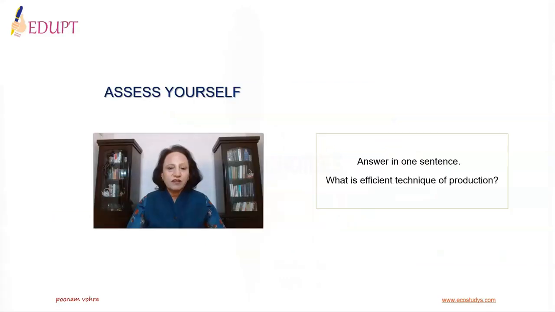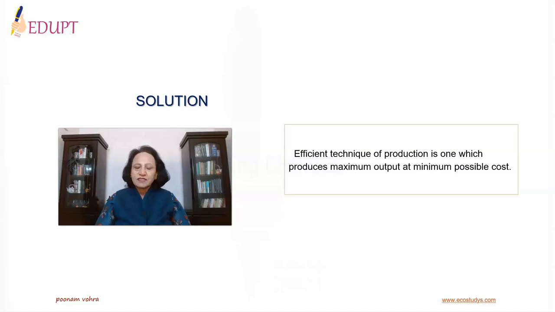Now assess yourself and answer in one sentence. The question is, what is efficient technique of production? It's quite simple. Please check your answer. Efficient technique of production is one which produces maximum level of production at minimum possible cost of production.